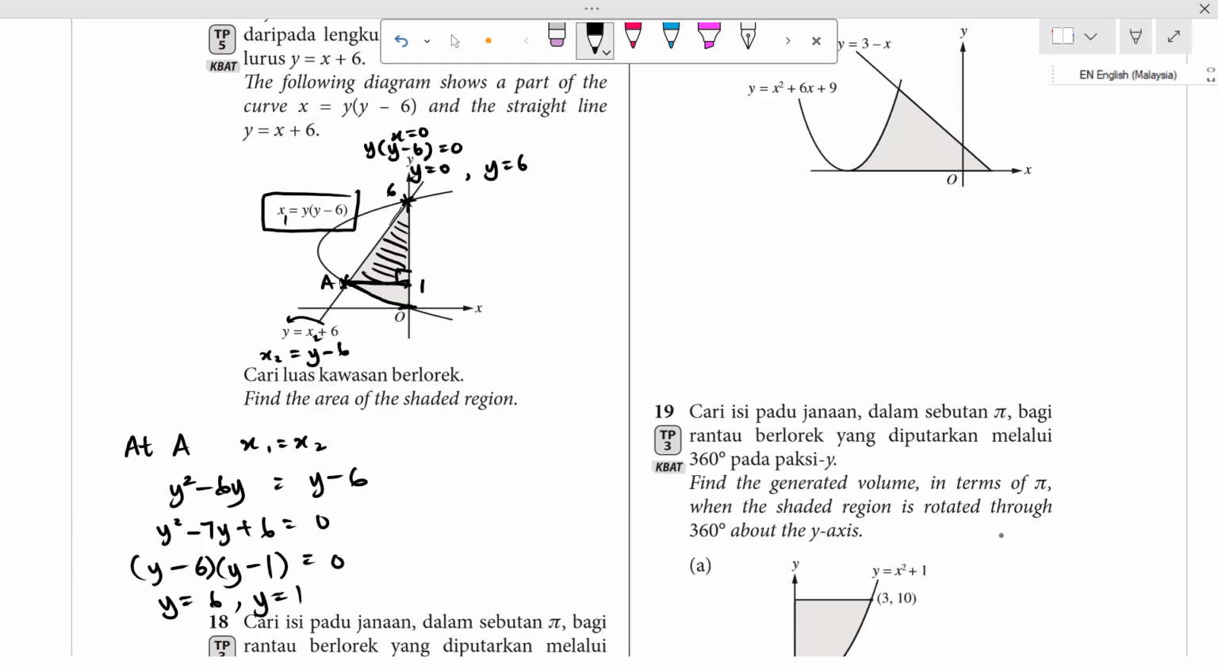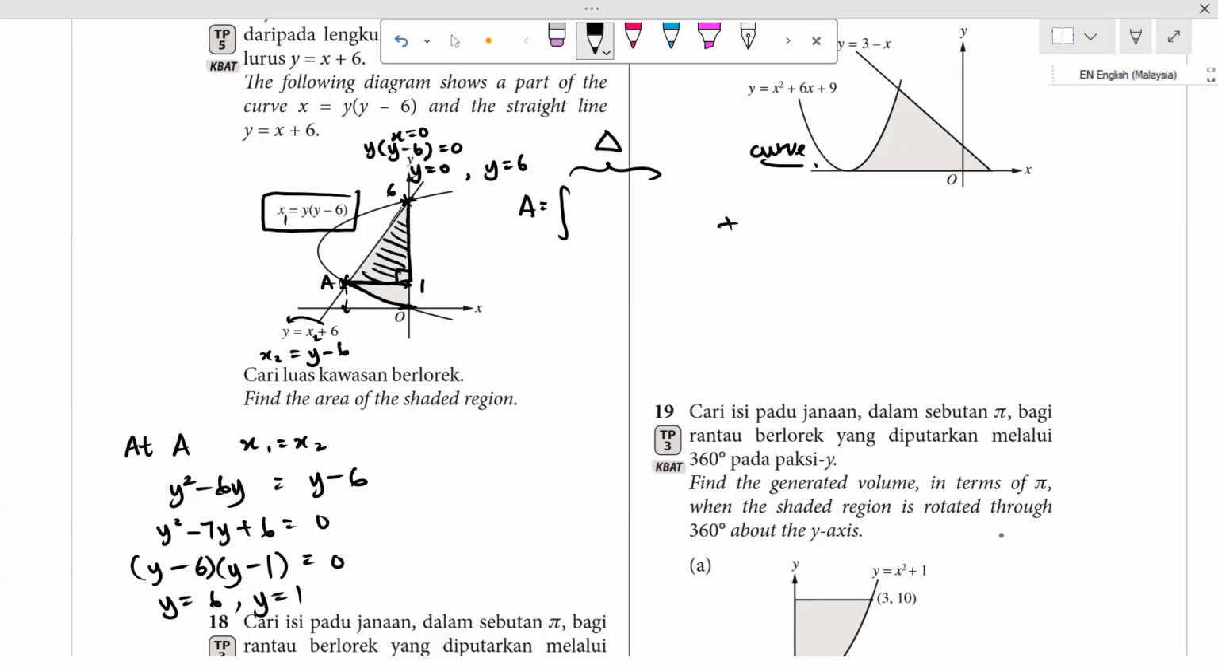So now I know the base here is 5. Alamak, if I want to use the geometry, I need to know what is the value of x here. So maybe it's not a good idea. I shall use the integration instead. Understand? If I use integration, I don't have to care about the x value. I just care about the y value. So now this is the triangle part, and you got to add it with the curve part.